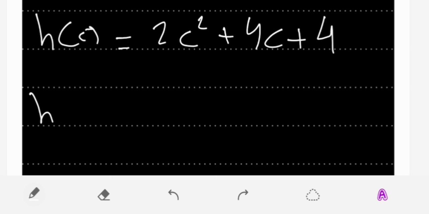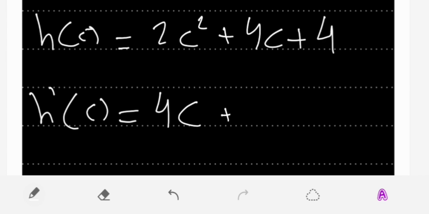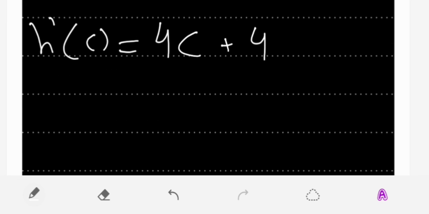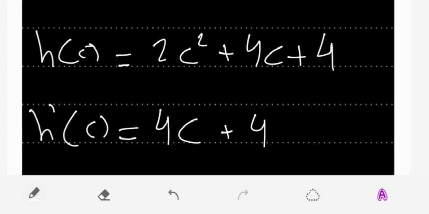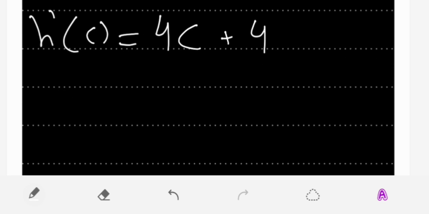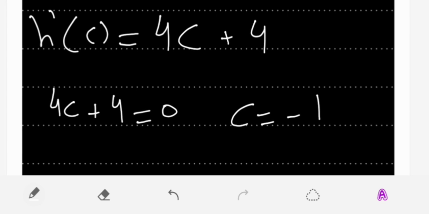How can we find the minimum? Well, derive it, right? The derivative of h of c is equal to 4c plus 4, right? And when we want to find maximums and minimums, you can even solve this without the derivative, because it's a second degree. So the derivative 4c plus 4 is equal to 0, so c is equal to minus 1.